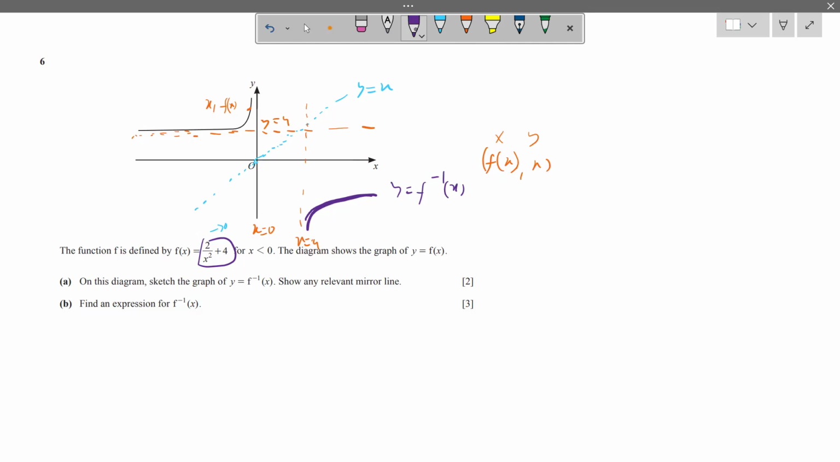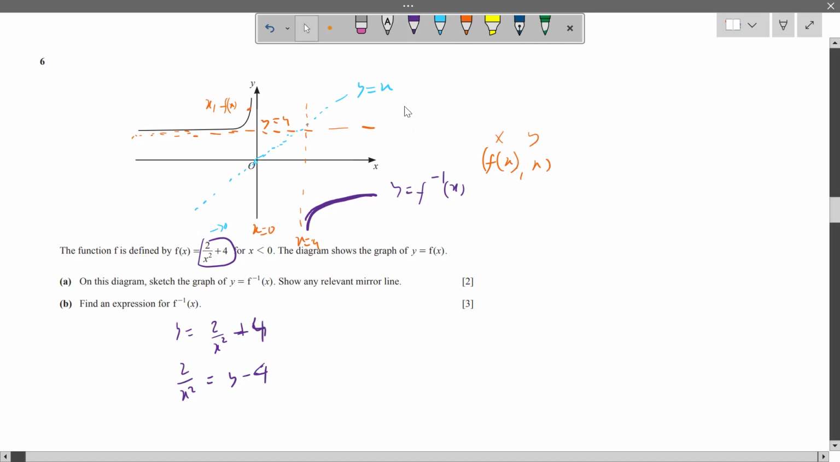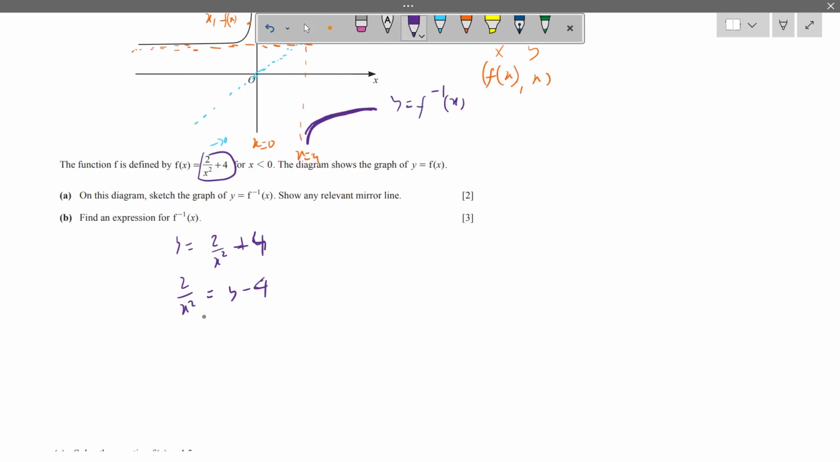Okay. Now, find an expression for f inverse x. So here we let y equals 2 over x squared plus 4. We rearrange it so that we have an equation that says x equals something. So now we have 2 over x squared equals y minus 4. I'm going to have to change the way I write 4 because it's a bit indistinguishable from y right here. Okay, and then you have x squared equals 2 over y minus 4, and x is equal to plus minus square root of 2 over y minus 4.